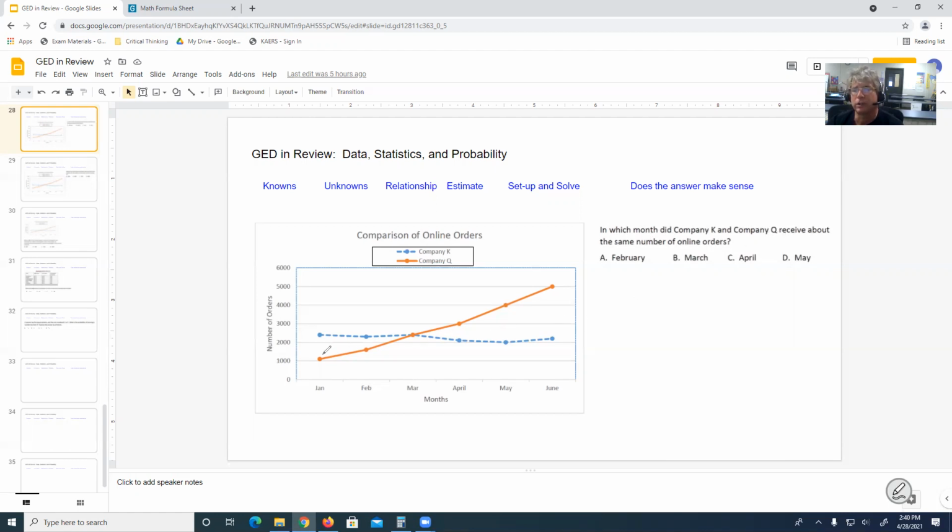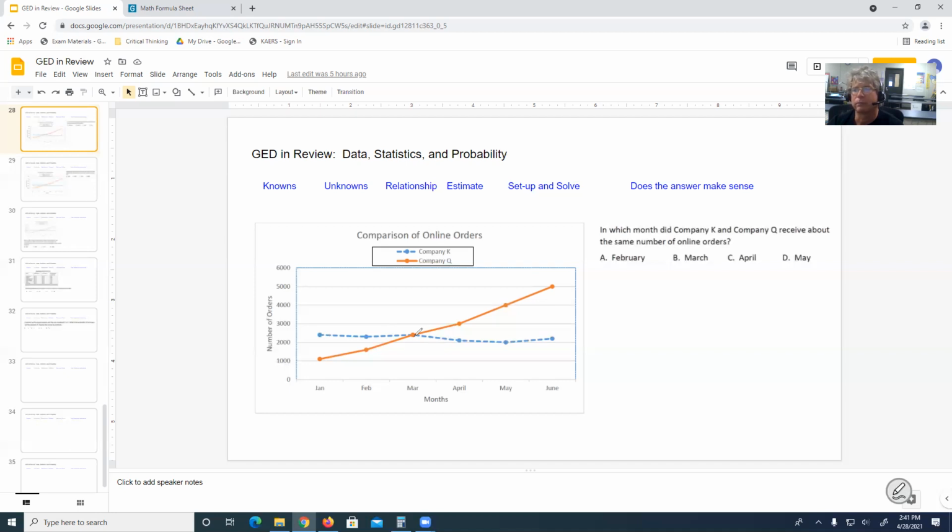So in January, company Q had 1,000. Meanwhile, company K had, it looks like, close to 2,500. We're trying to find out when they had the same. So basically what that means is that they have to be at the same spot on the graph. So this spot here is where they would have the same number of orders. And what that looks like is, again, right around 2,500.